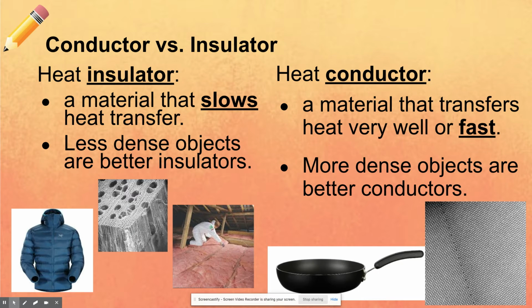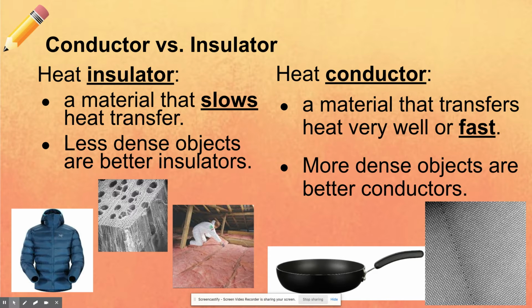All right. Now, one thing that you have to learn is the difference between a conductor and an insulator. So, a heat insulator is a material that slows down the heat transfer, and less dense objects are better insulators. For example, your down jacket, right? It is an insulator, it keeps the heat in, right? Insulation that we use in our homes keeps the heat in our home. Those are examples of insulators.